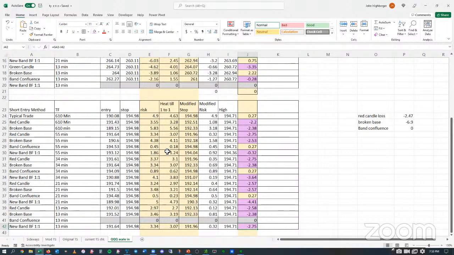The band confluence on the 55-minute was good, as well as the 34-minute and the 21-minute, but the newly formed bands all failed. I just looked at the first newly formed band. I did not look at the subsequent ones, just for clarification. So that is a quick review of different ways to scale into a higher time frame trade.